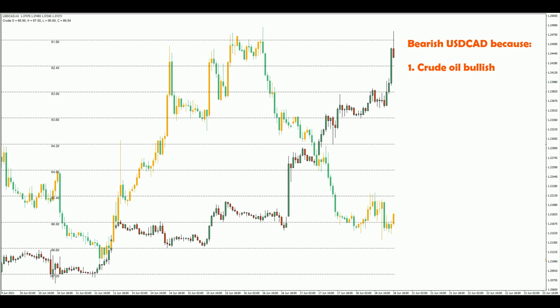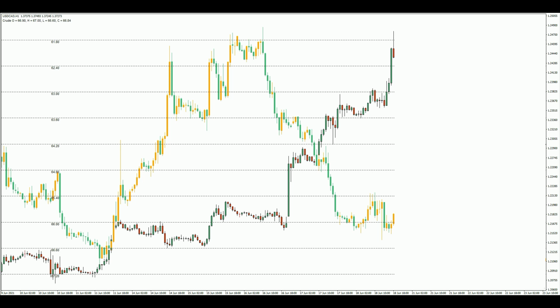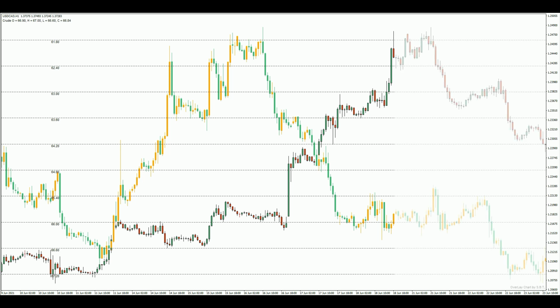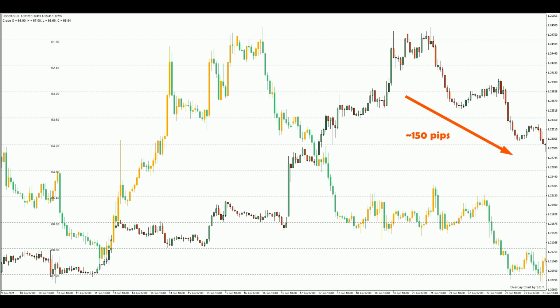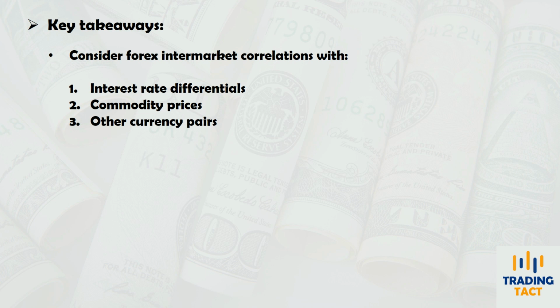Crude oil is bullish. The dollar looks overbought, I expect a correction soon. And lastly, the 1-hour dollar Canadian is at a daily resistance level and the shooting star shows strong rejection of price. As long as this divergence persists, I will avoid going long on the dollar CAD. I'll go short if my existing strategy entry conditions are met. Going short at this instance, perhaps by using a Bollinger Bands or Donchian Channels reversal strategy, would have yielded about 150 pips.